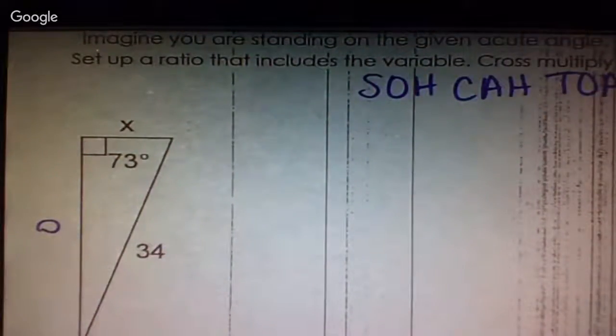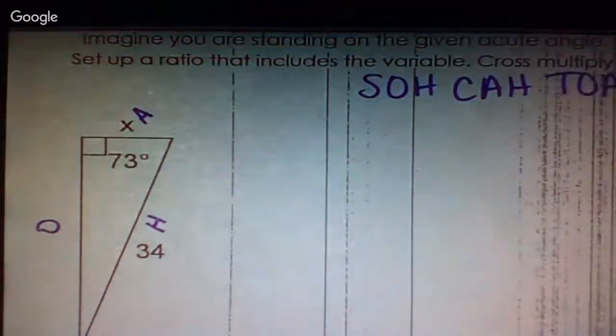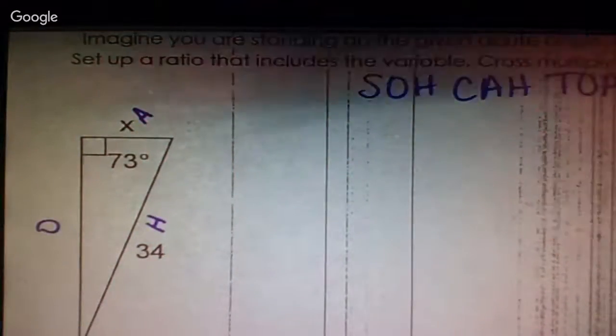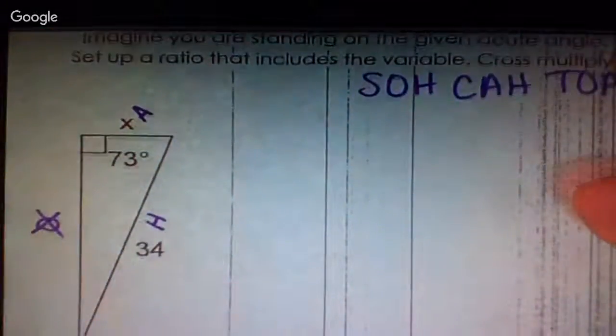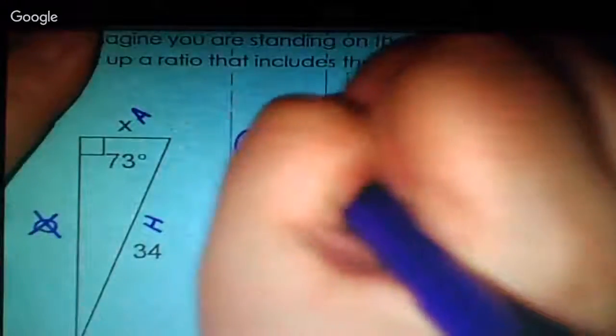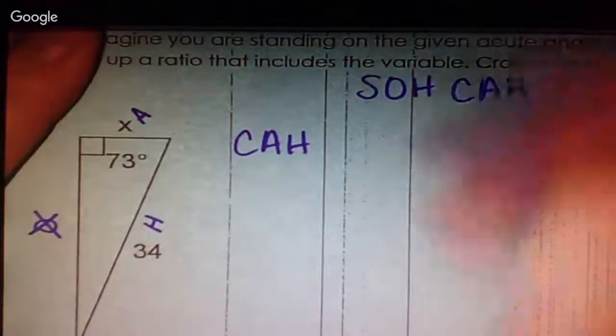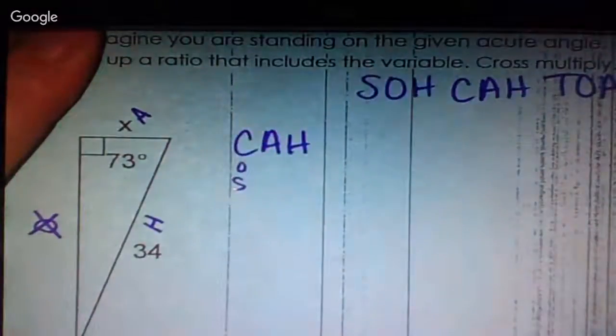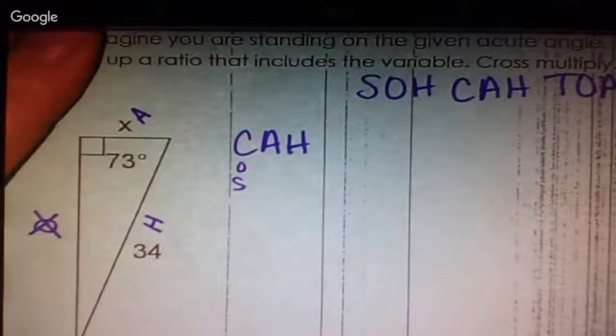Which means X is my adjacent. 34 is my hypotenuse. What side do we not know anything about? Opposite, so we don't use it. So that means I have A and H. So use CAH. CAH stands for cosine adjacent hypotenuse.